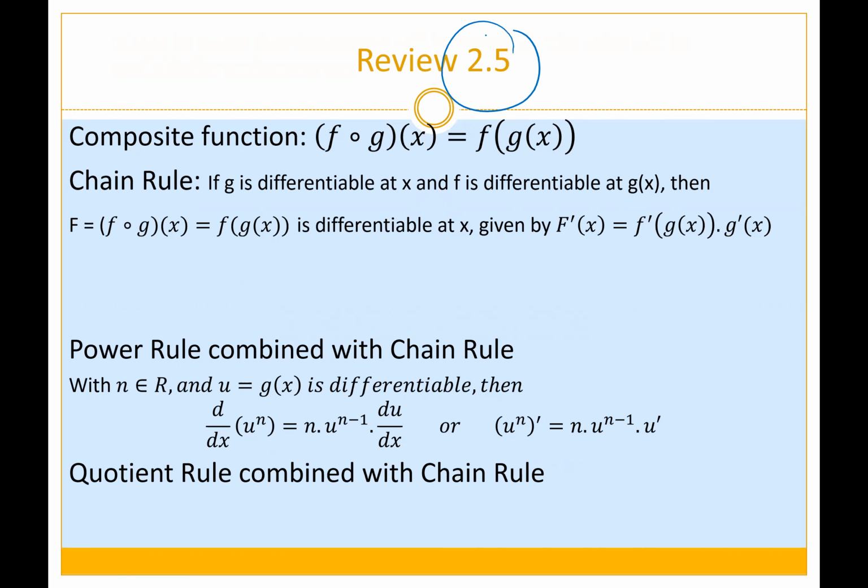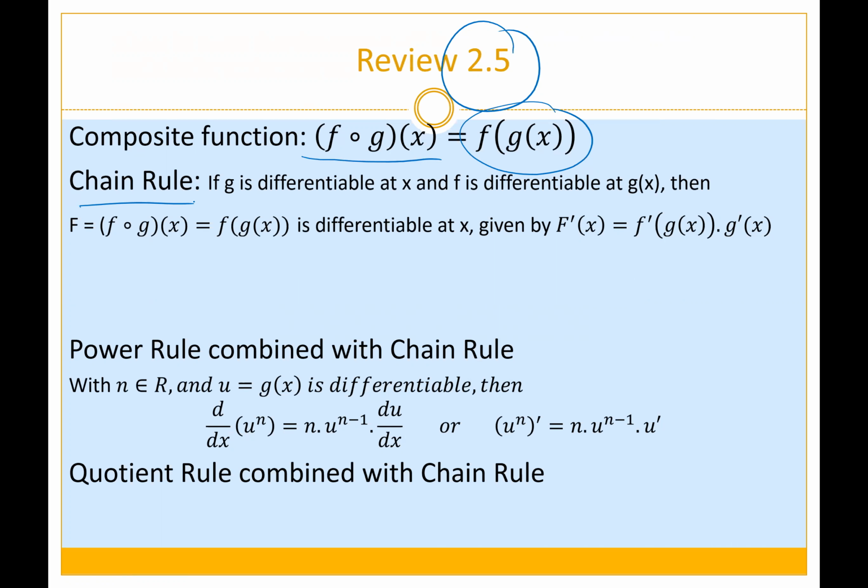Today we're going to cover 2.5 through 2.8, by the way. In 2.5, first of all, we have composite functions. This introduces a notation that just means you take another function out of the original function. Say you have g(x), and then you take f of whatever value g(x) is. Then we have the chain rule.